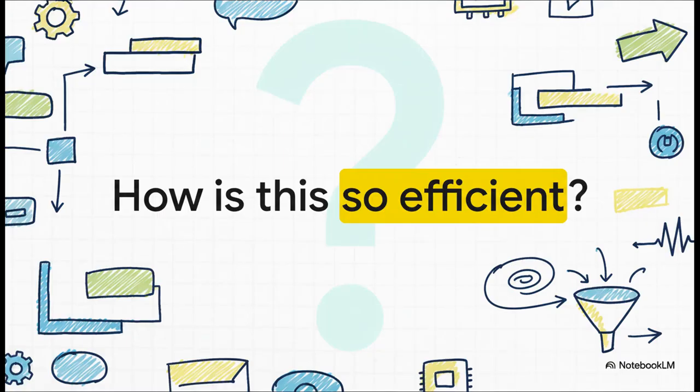But how? How does it actually pull this off? How does it dodge that massive context window problem that tanked all of our other attempts? Well, the answer is actually brilliantly simple. Here's the magic trick.